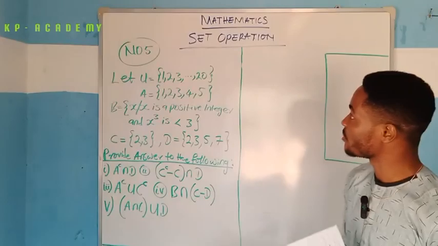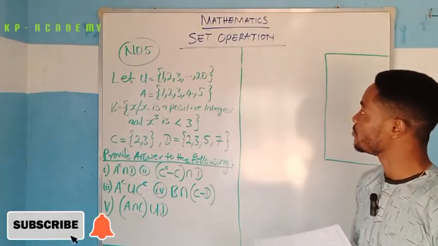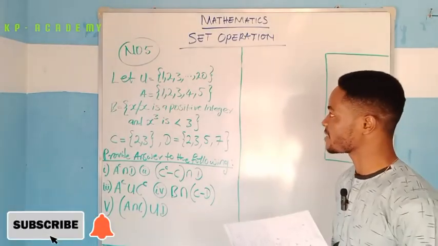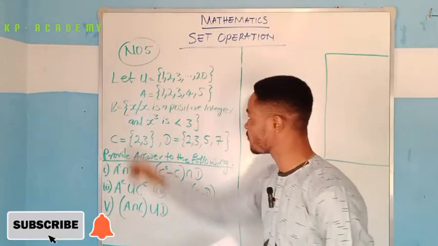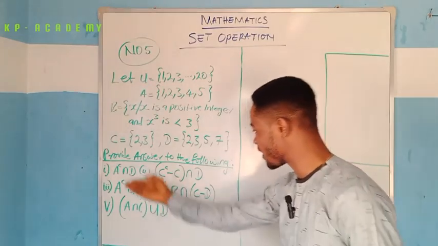We are still under the concept of set operation. Actually, this is the third part of this practice problem videos under set operation. So this is question number 5. We're given this information on the board and we're asked to find the whole of this.